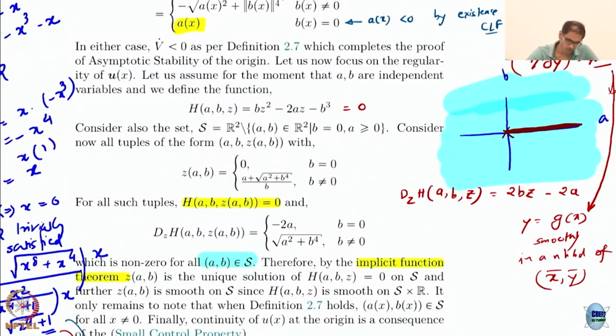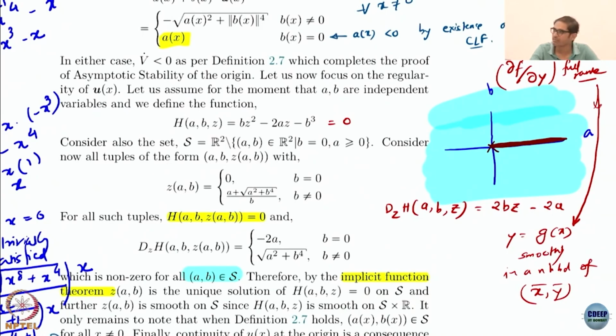Alright. So what do we say? We consider this function H of A, B and Z, three variables. It does not matter, like I said, if X and Y were different dimensions, I can club these two as one variable and this as one variable, pretty simple. This is a scalar function of three variables equated to 0. Now I also consider the set S in R², which is the set of all (A, B) except this.